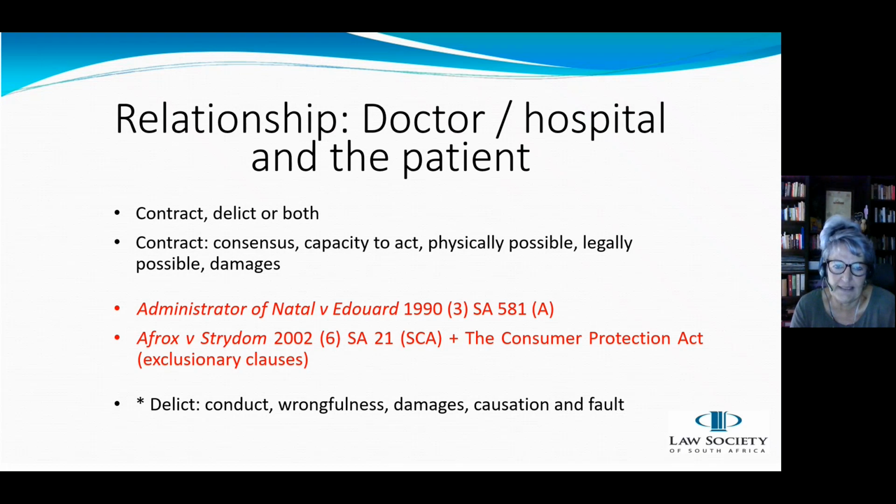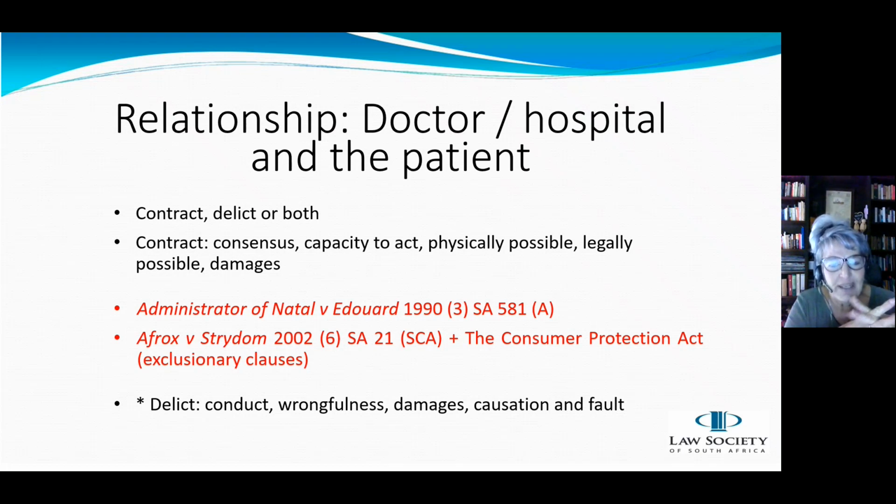because the sterilization was not performed adequately. And then she said that the Administrator of Natal, being the employer of the people working in the public sector, has broken the contract that was between herself and the hospital in order to be sterilized. So she claimed on the basis of a contract that the contract was broken between herself and the public hospital, and because of that, she fell pregnant, and she claimed the upbringing cost of the child.